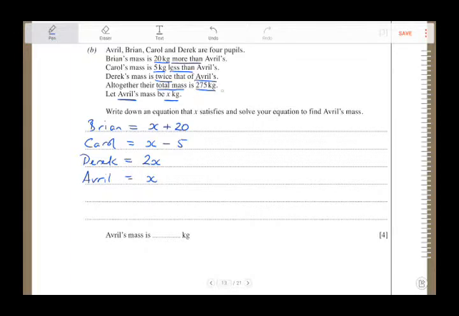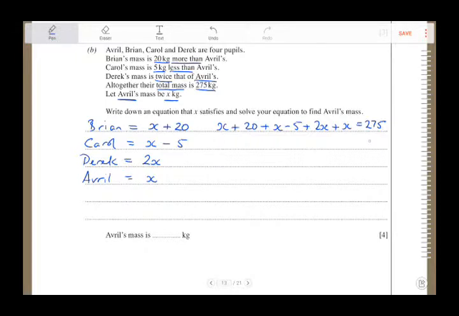So that's what I mean by this. Always look for what does it all equal. And in this case, 275. So total means add all that up. So basically we got X plus 20, which is Brian, plus X minus 5, which is Carol, plus 2X, which is Derek, plus Avril, which is X, all equals 275 kilograms. And there's the equation that we formed.